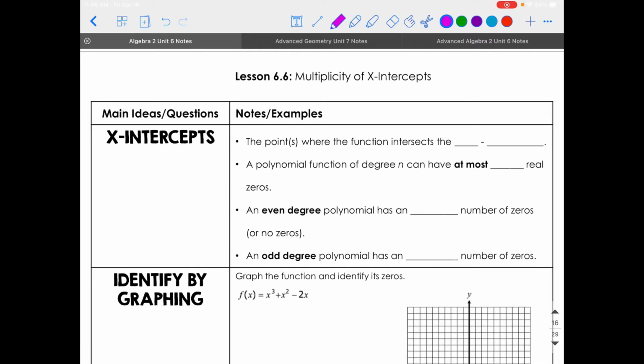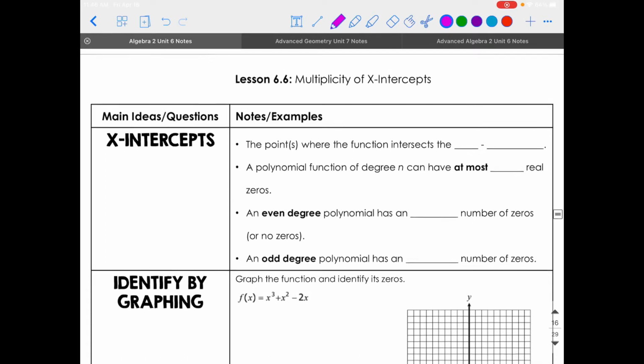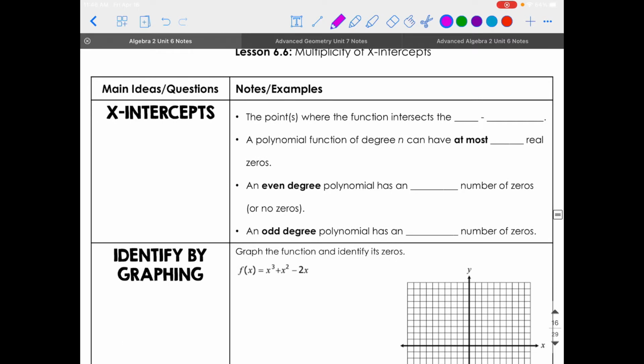Hey guys, in this video we're doing lesson 6.6, which is on the multiplicity of x-intercepts. And just a reminder, the x-intercepts are the points where it crosses the x-axis.